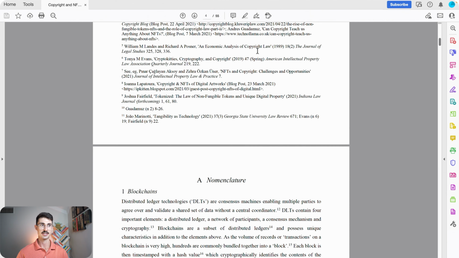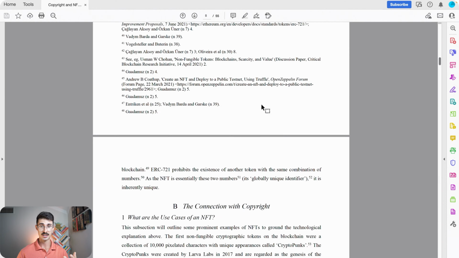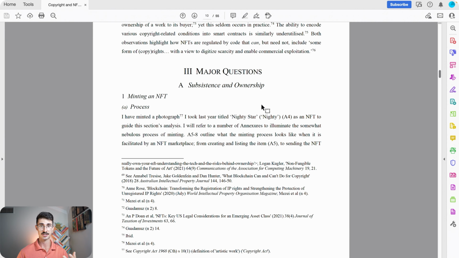I made a deliberate decision to put this section 2 before section 3, which is called the major questions, because I couldn't discuss the major questions about NFTs and copyright if someone doesn't have that preliminary understanding of NFTs. When I wrote this almost 2 years ago, NFTs had just become a thing and people really didn't know what they were. So I knew that my copyright law professor, who already knew what copyright was, wouldn't know what NFTs were. So I had to clearly explain what NFTs are in section 2.